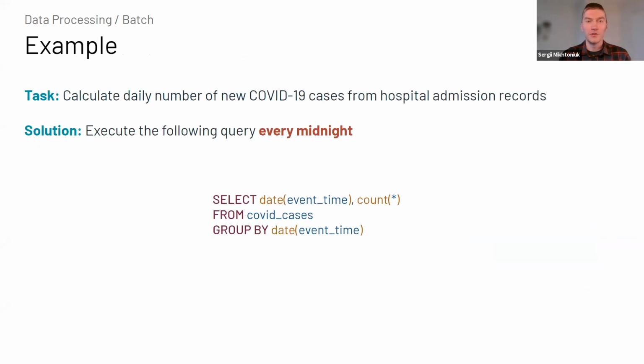So I'm going to switch up the example and raise the stakes a little bit and say, let's analyze and calculate the daily number of COVID-19 cases using a data set of hospital admission records. So let's try to recreate the statistics that you're getting from the news daily today. We're going to do it using a very simple SQL query, right? We're doing a group by of all the cases based on date, and we just count the number of cases in every bucket. So by running this query every midnight, we can expect to get the statistics that we want.